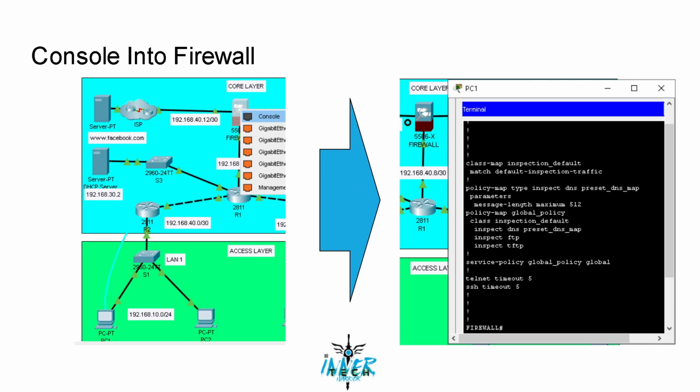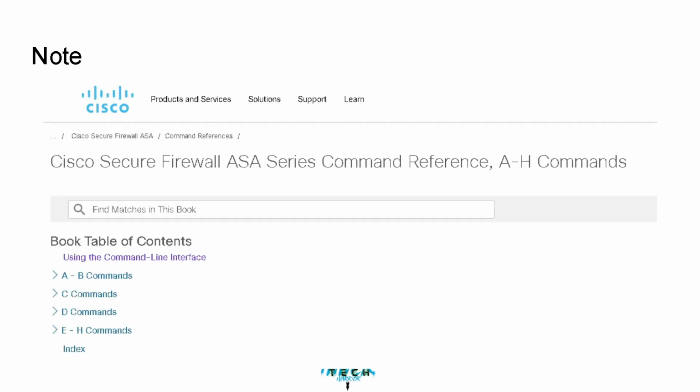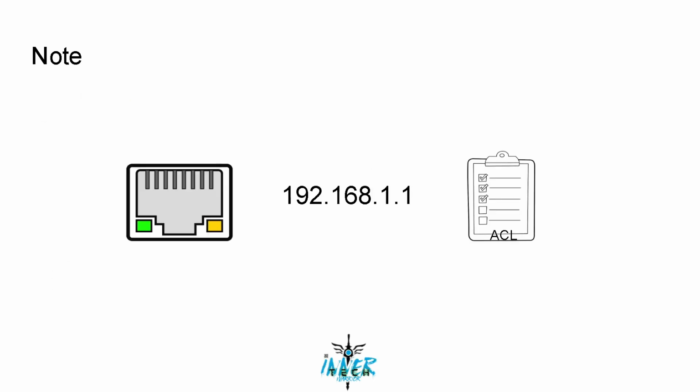So let's first console into the Cisco firewall with PC1. Let's name our firewall ASA Firewall with the hostname ASA Firewall command. Something to note is that the commands are slightly different with the Cisco ASA Firewall, which is why I always say it doesn't matter if you memorize all the commands. You'll have to look it up anyways as you run into new operating systems. What's important is you understand the concepts such as looking at interfaces, determining IP addresses, figuring out ACLs, etc.